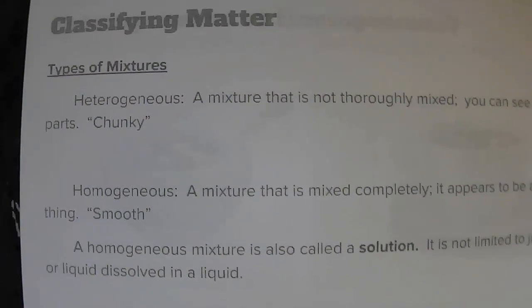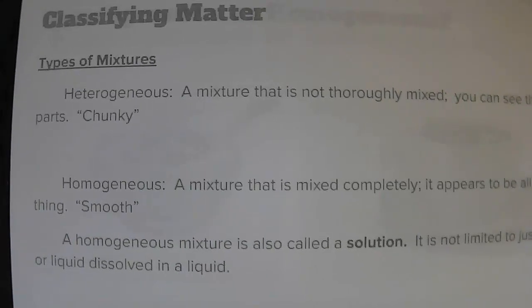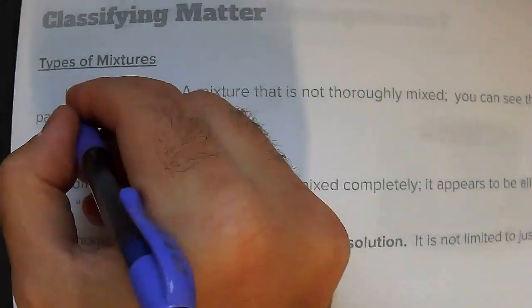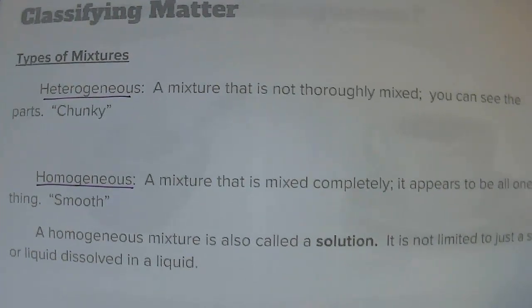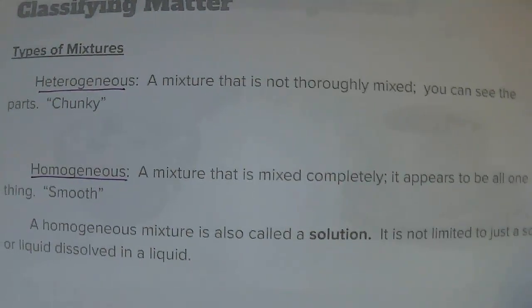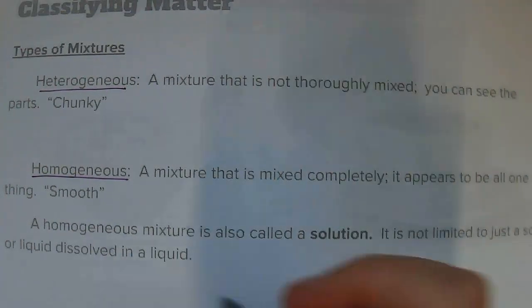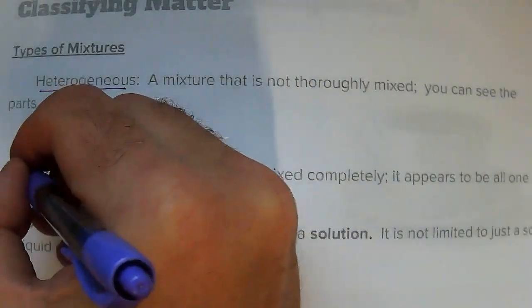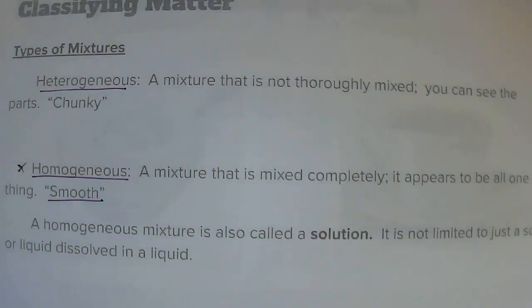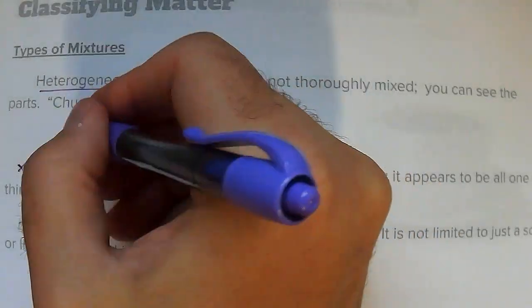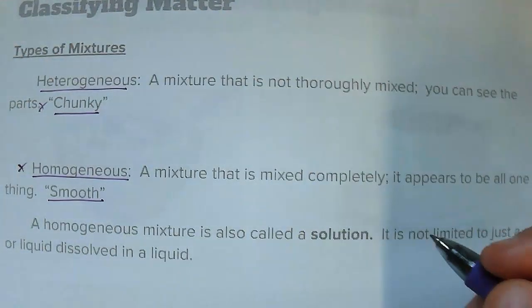Last thing is the different types of mixtures. So we have heterogeneous and homogeneous. Now again, you can write down these definitions. All you need to do is pause the video and get them down. You may already have them down. But a homogeneous mixture, I'll start here. A homogeneous mixture is what I call smooth. It is consistent throughout. It has the same texture throughout. It is smooth. A heterogeneous mixture is something that I call chunky.